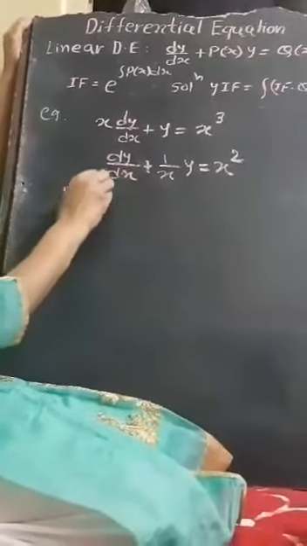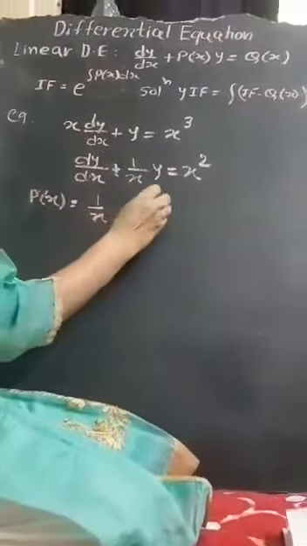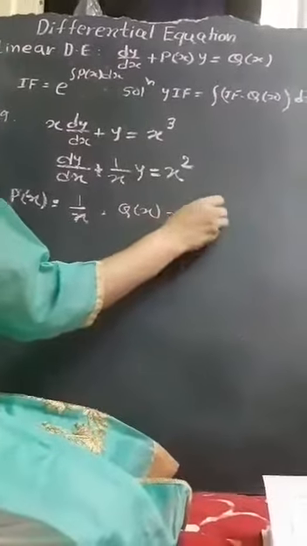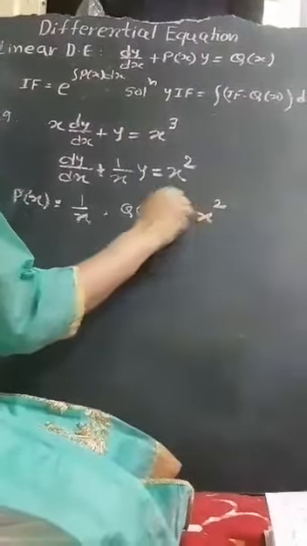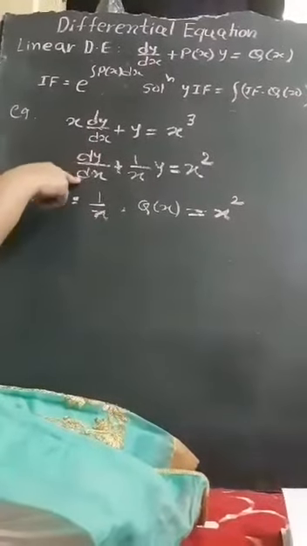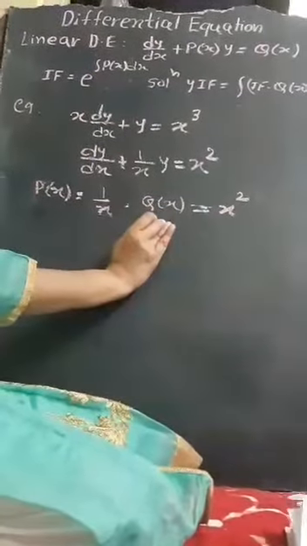If you compare, what you will get? px is equal to 1 upon x and qx is equal to x square. So first step is clear. First step is to bring the differential equation to linear differential equation form, then finding px and qx. Okay, so we have done till finding px, qx. What is the next step?